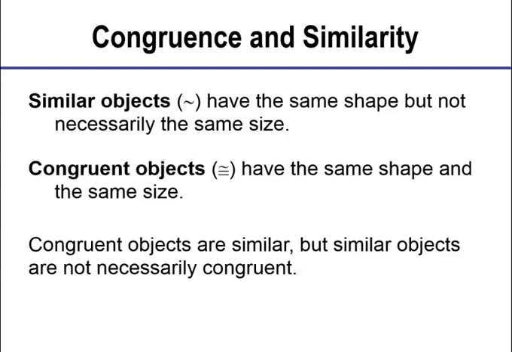On the other hand, congruent objects, and notice the notation there, you've got an equal with a squiggly line, okay? Congruent objects have the same shape and the same size. So we spend a lot of time in this section talking about congruent objects, and again, that notation is very important as well. Congruent objects are similar, okay? They're similar, so congruent does imply similarity, but similar objects are not necessarily congruent at all, okay?